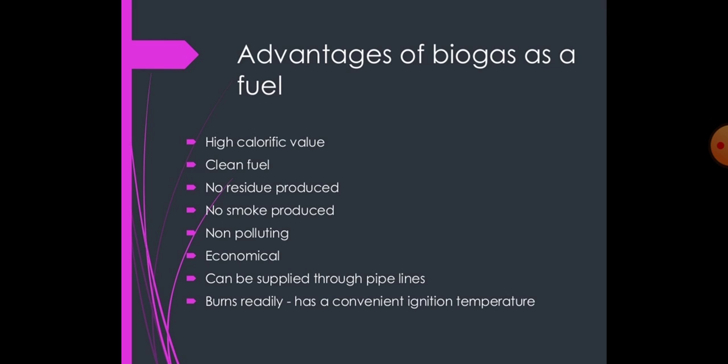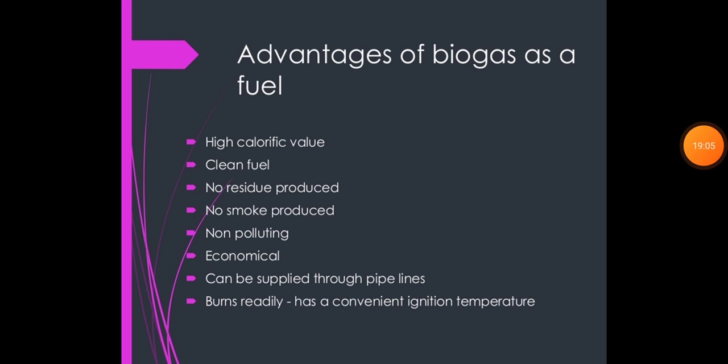Then, it can be supplied through pipelines. This gas can be supplied with the help of a pipeline in a 100 meter range. It cannot be supplied to a further distance, but within 100 meters. Burns readily, has a convenient ignition temperature. So this gas can be burned readily as it exits from the plant, because it has higher calorific value. These are the advantages of biogas as a fuel.